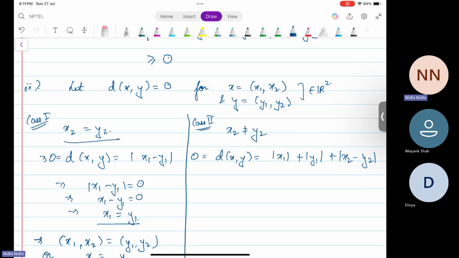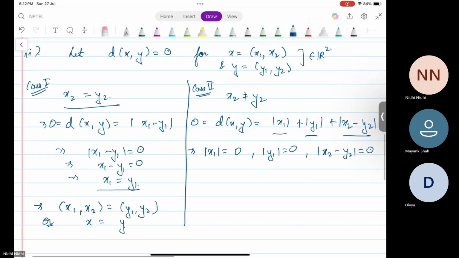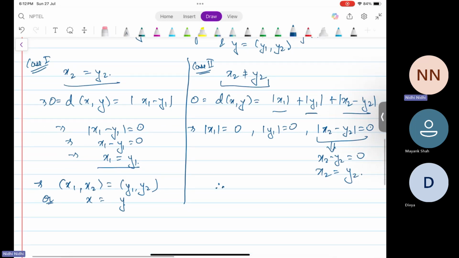So let's see. This is saying now these three are three positive numbers. Their sum is equal to 0. That means all of them are equal to 0, because if the sum of positive terms is 0, that means all the terms are 0. From here, we are getting x2 minus y2 is equal to 0, x2 is equal to y2. But we started with x2 not equal to y2. Therefore, we get a contradiction.